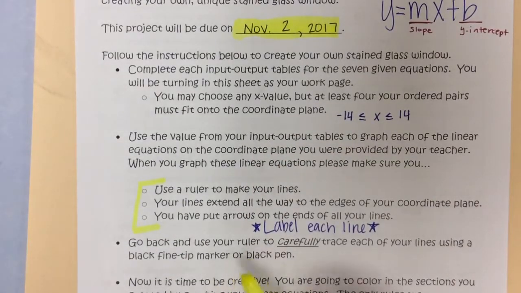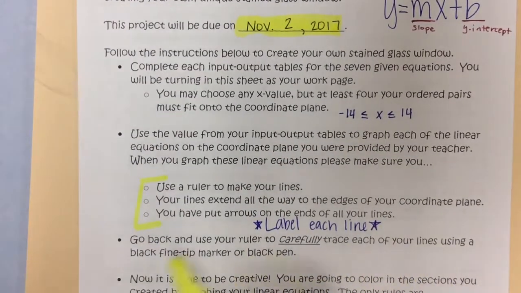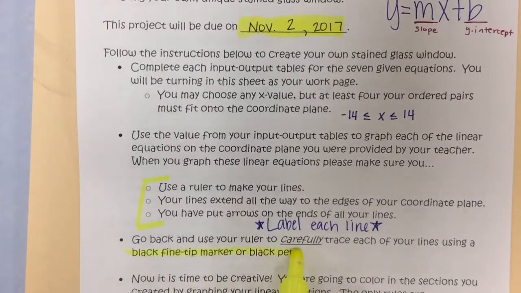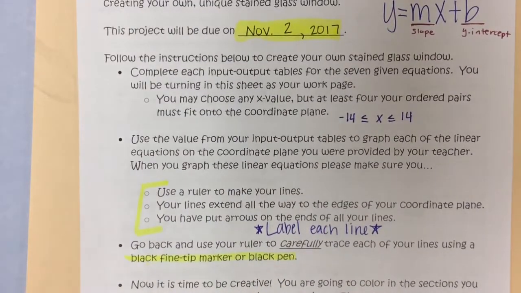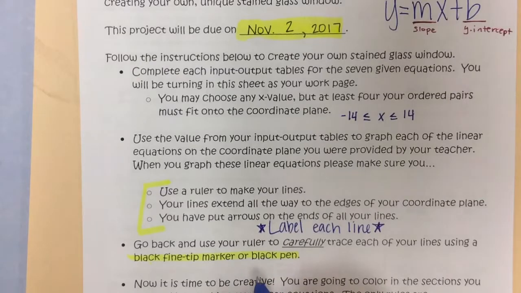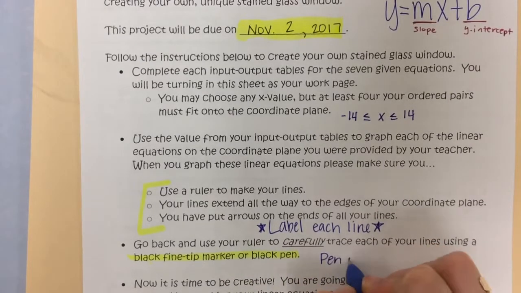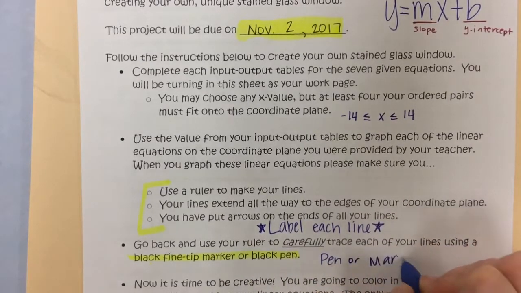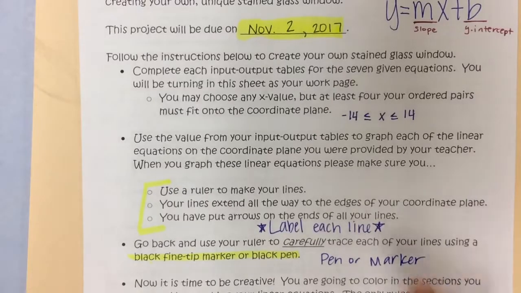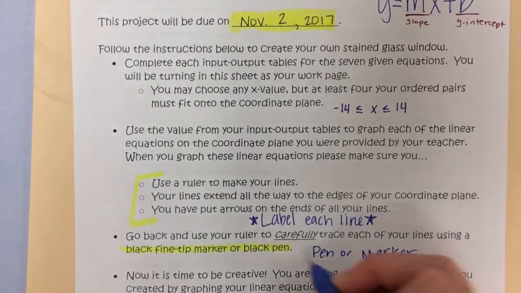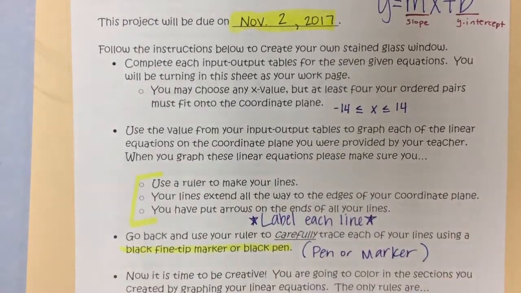Then you're going to go back and you're going to trace using a black marker or black pen. It does not have to be black, but it does need to be pen or marker. Black just makes it look sharp, like a stained glass window, but you can use any color as long as I can see them. When you're tracing, though, you need to use a ruler again. The reason we're doing it in pencil first is just in case we mess up.